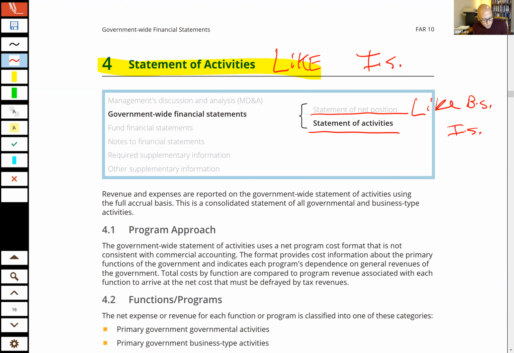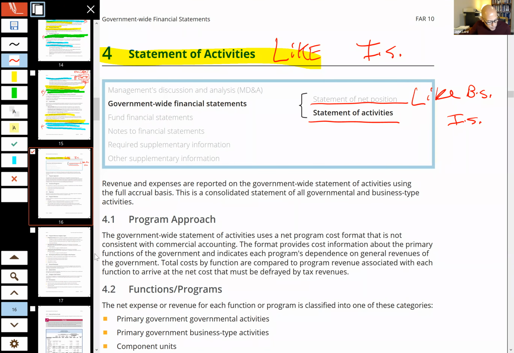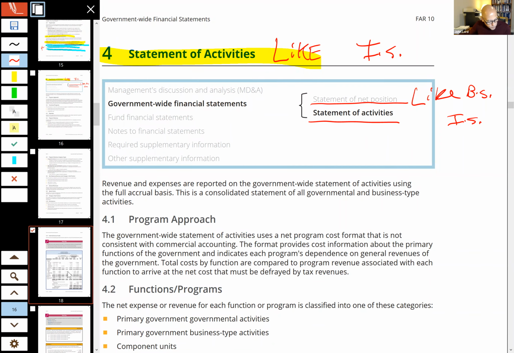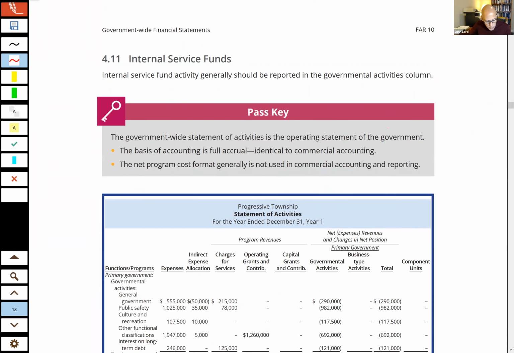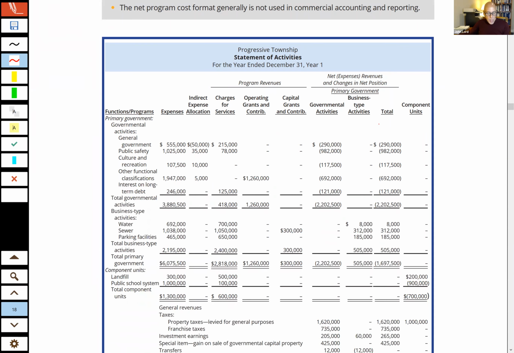Okay. Now, what I want to do is go through the example of the statement of activities that we have first, mark up that example, and then go back through the outline because I think it makes a little more sense when we do it that way. So what I want to do is jump us here to page 18. Okay, and on page 18, you see the statement of activities. And just to see how this is constructed, the reporting structure, form, and content of the statement of activities.